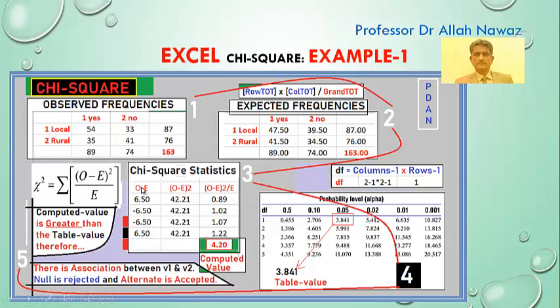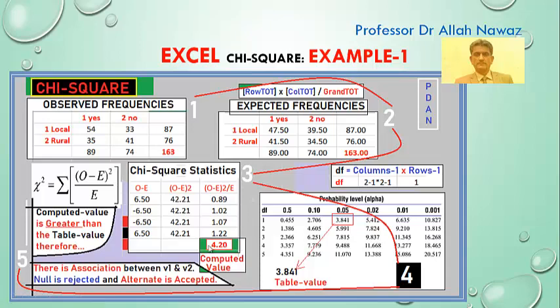So we have to prepare three columns showing the computations related to O minus E. O minus E means 54 minus 47.5 and the result is 6.50. So simple O minus E. Then this O minus E is squared in this column, and finally these squared values of O minus E are divided by E, and then all four values are summed up into the chi-square statistic, that is 4.20.